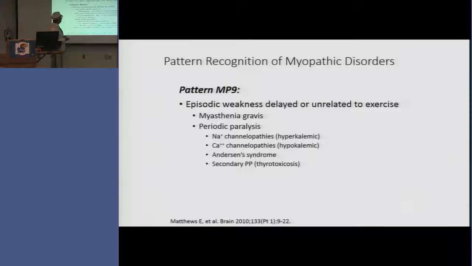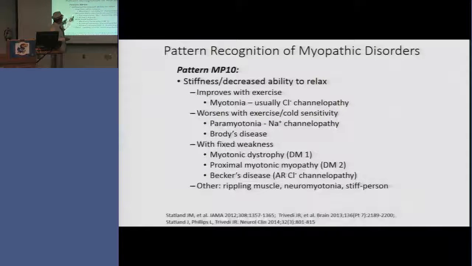And finally, pattern 10 is stiffness with decreased ability to relax. This is the myotonia pattern. If this is myotonia that improves with exercise, that is a chloride channelopathy. If the stiffness worsens with exercise and cold sensitivity, that is paradoxical myotonia or paramyotonia. That is a sodium channel disorder. If the myotonia is associated with fixed weakness, that can be one of the two forms of myotonic dystrophy, or occasionally Becker's disease, or a chloride channelopathy with proximal weakness.